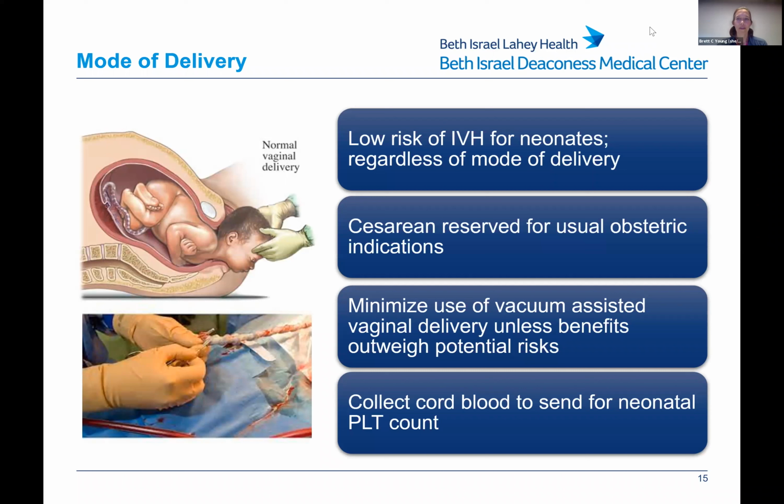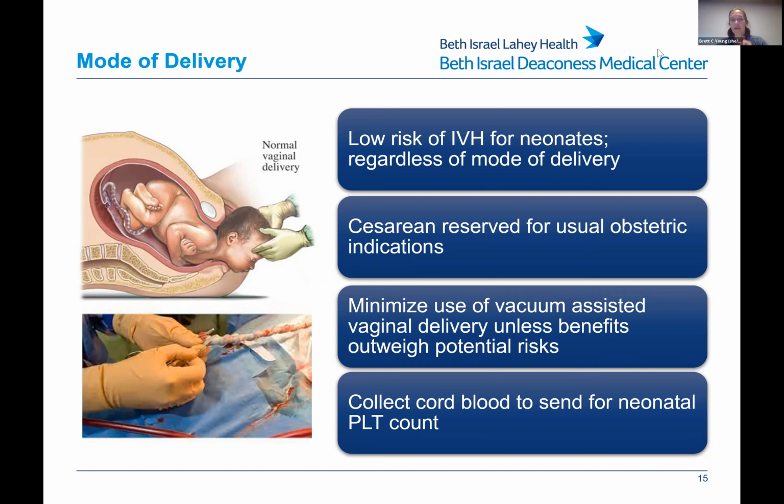So, mode of delivery. As we spoke about, typically there's a very low risk, fortunately, of intraventricular hemorrhage for neonates, regardless of mode of delivery. And we should typically reserve cesarean for usual obstetric indications.